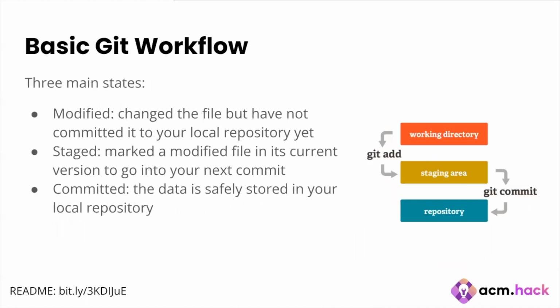Maybe you kind of understand the workflow from reading the definitions of the terminology, but let's go over it in a simple, clear manner. Git has three main states that your files can reside in: modified, staged, and committed. Modified means that you've changed the file but have not committed it to your local repository yet. Staged means that you have marked the modified file in its current version to go into your next commit. This modified file goes into the staging area, which holds all the changes you made to your files that you want Git to include in your next commit. Committed means that the data is safely stored in your local repository.